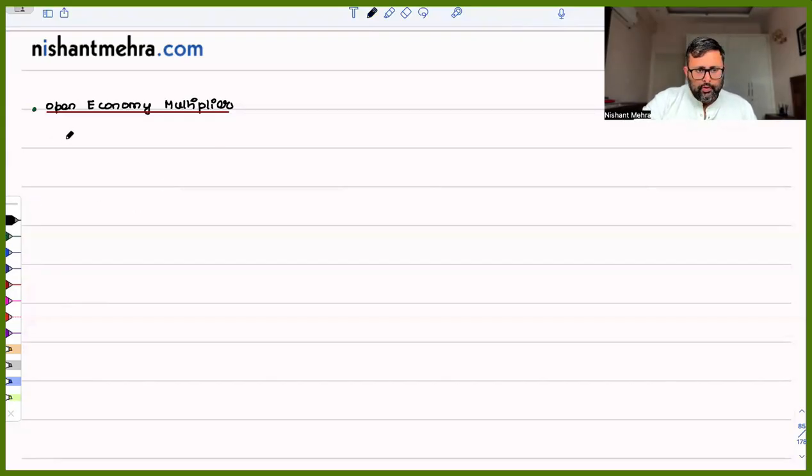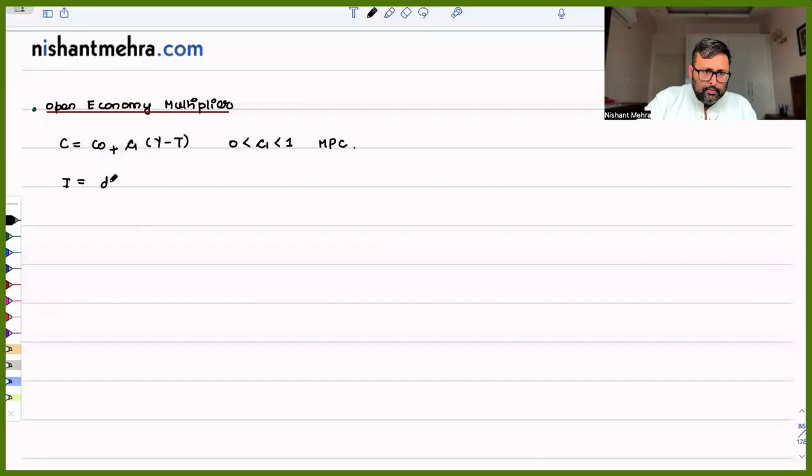So you have C is equal to C naught plus C1 (y minus t). This is the consumption function. C naught is the autonomous consumption, which is not dependent upon income. C1 is the MPC, lying between 0 and 1. Y minus t is your disposable income.